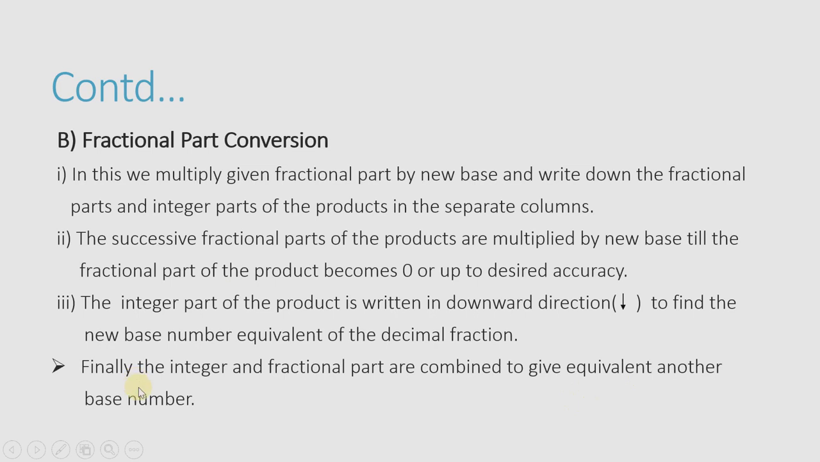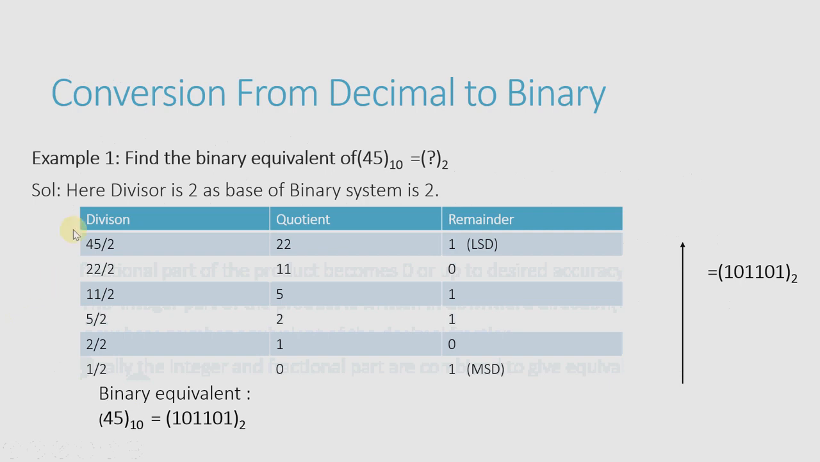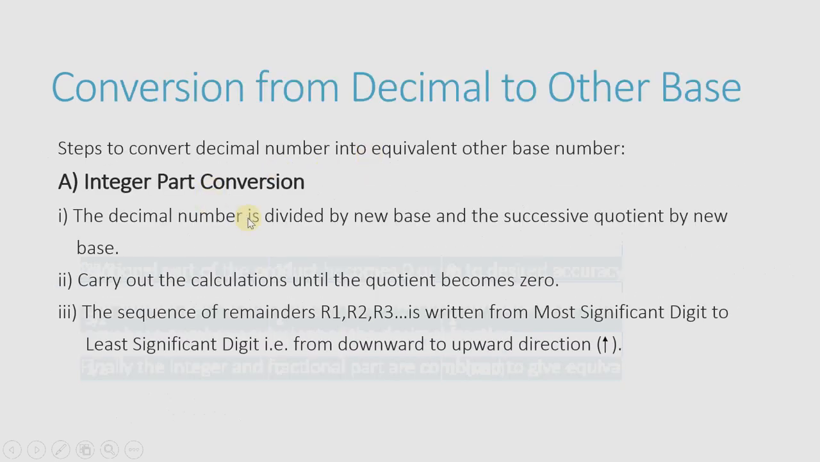So with an example we can understand it easily. First we have conversion from decimal to binary. Suppose we have a decimal number but want to convert it into the binary number system. So how will we do it? Simple. The question is: find the binary equivalent of 45. That 45 is in decimal, but we want to convert it into binary form. Again, 45 consists of only an integer part, so we take the steps of integer part conversion. As we discussed, the first step is that the decimal number is divided by the new base.